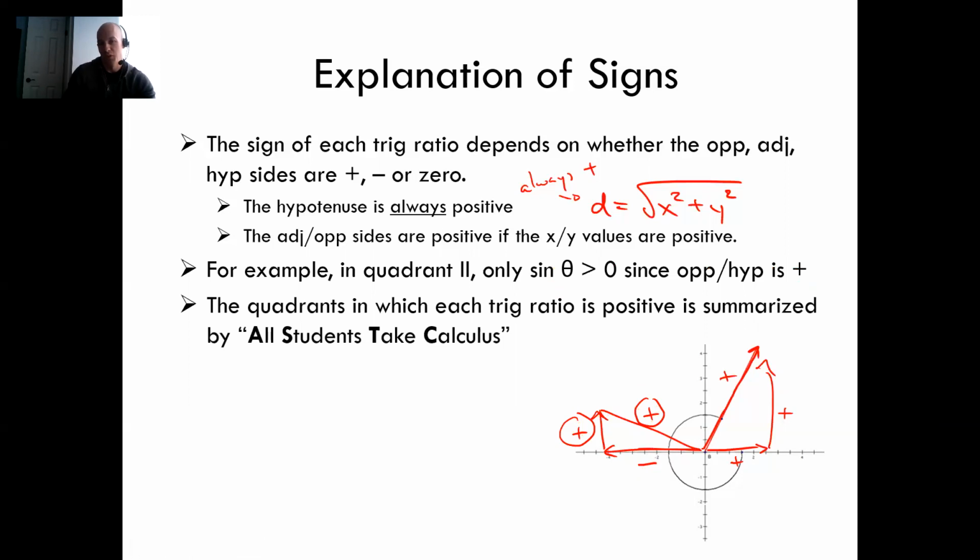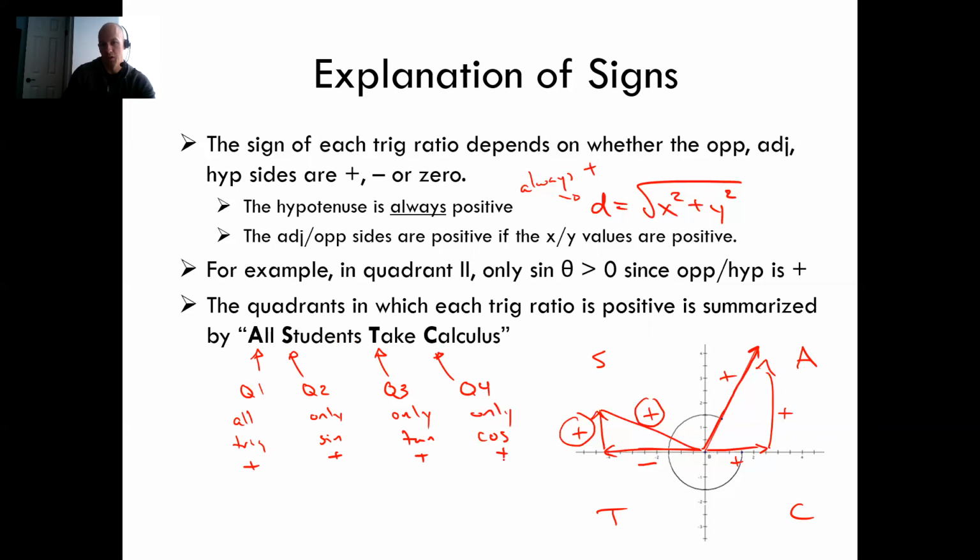Okay, there's a way to remember all of this. All students take calculus. So what you can do if you'd like is type here, A, S, T, C. So starting in quadrant 1, in quadrant 1, all the trig ratios are positive. All trig are positive. In quadrant 2, only sine is positive. In quadrant 3, only tan is positive. And in quadrant 4, only cosine is positive. And you might take a second to think about why is that the case.